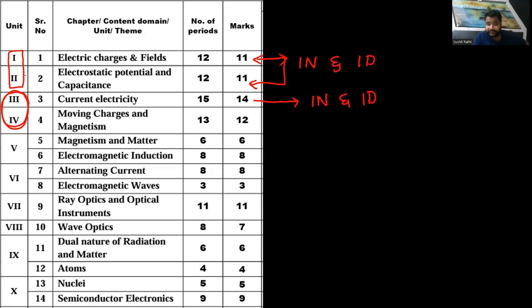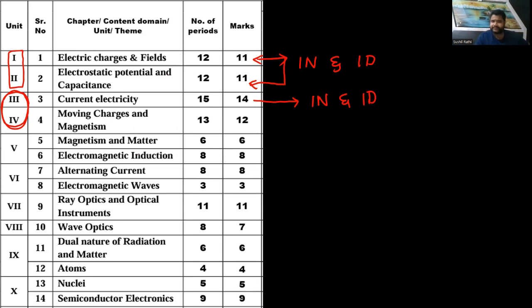they can ask a numerical from current electricity or moving charges. So if they ask a numerical from current electricity, they may not ask a derivation from current electricity, my dear students. That's what the rule says. If the numerical comes from here, then the derivation will be from here. If the derivation comes from here, then the numerical will be from here. That is what the pattern says.